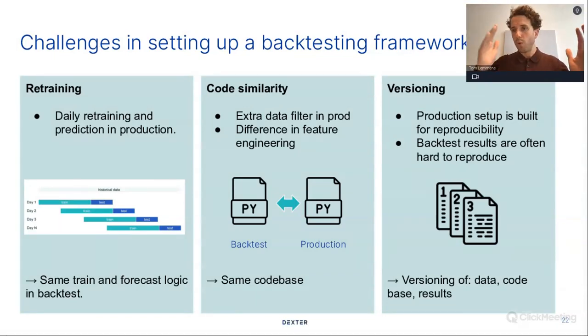So from data all the way to results. So you version your data, you version your code base, you even version results, such that you can link everything together. Now, these are just 3 tips for setting up your model validation framework. There's plenty more things to say about this, but I really think that if you stick to these tips, you already are well on your way to having a more reliable model validation framework.